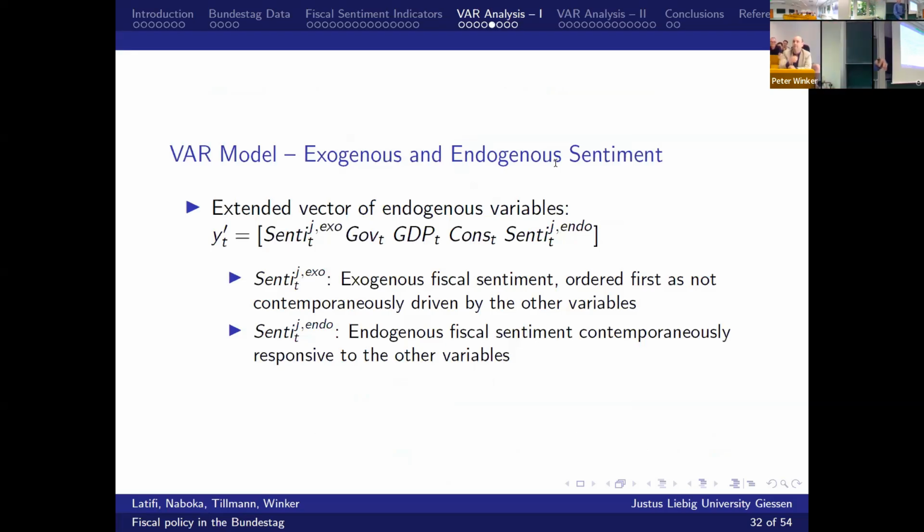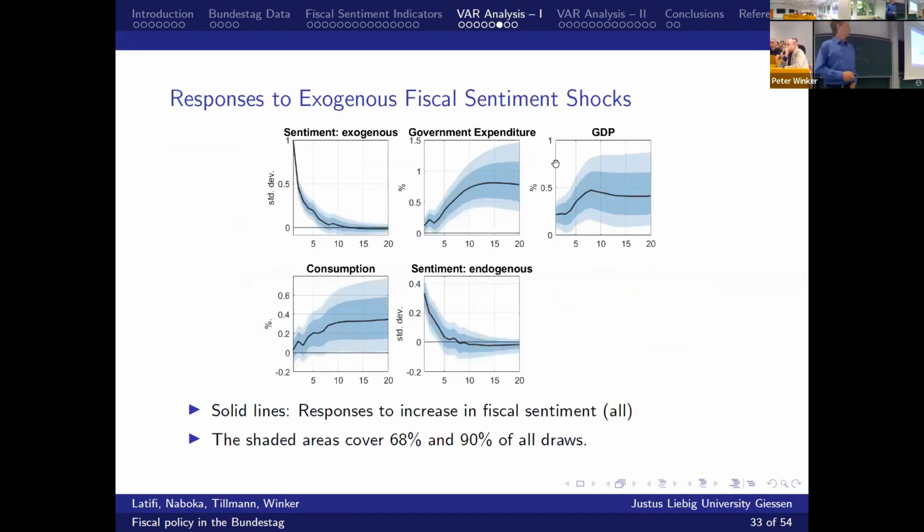Then, next step, split up the sentiment, exogenous versus endogenous. All of the exogenous one first, because we assume this is not linked to current, so our decision on military expenditures is not linked to the current value of GDP, for example, but the endogenous sentiment still is at the end. Doing the same analysis, now shock of the exogenous component.